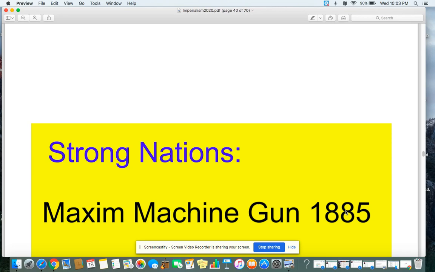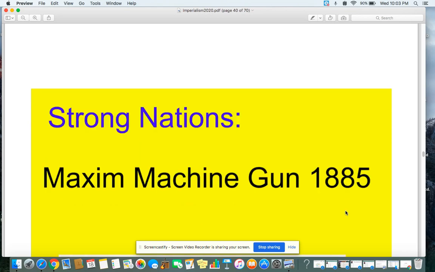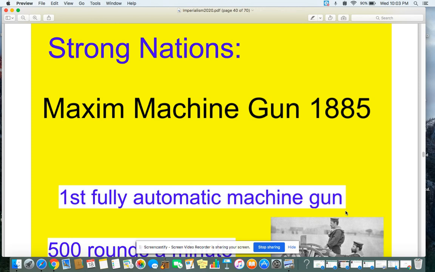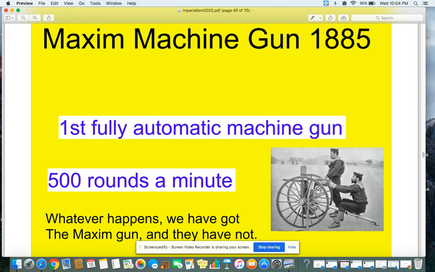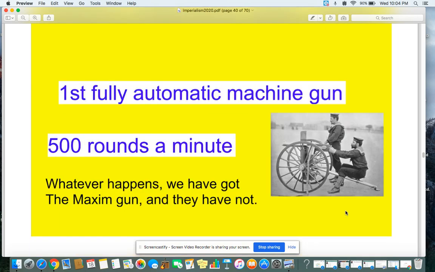Well, now things were getting even more improved. You had this Maxim machine gun, and it was the first fully automatic machine gun. So instead of the hand crank turning it to make it work and eject the shells, now you just pulled the trigger and it was automatic. So it was firing 500 rounds a minute. And a really famous poem was, "Whatever happens, we have got the Maxim gun and they have not."